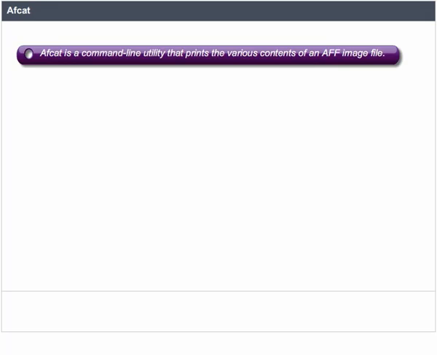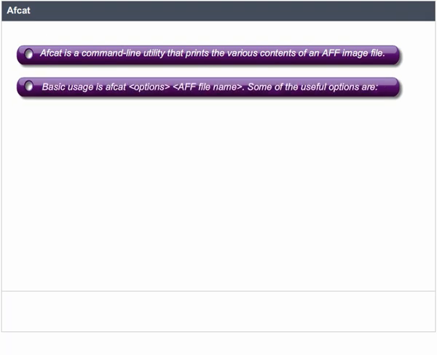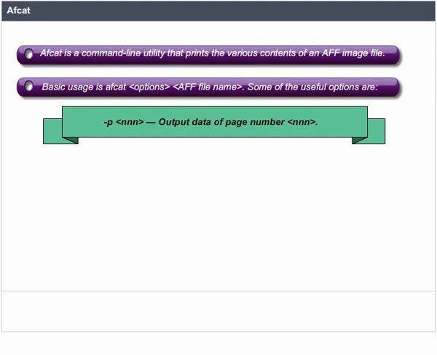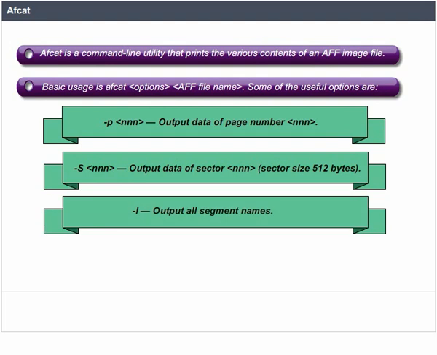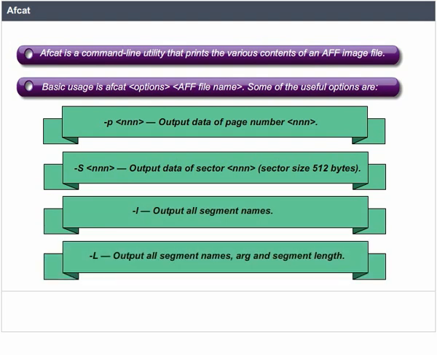affcat. affcat is a command line utility. It prints the various contents of an AFF image file. Basic usage is affcat [options] <AFF file name>. Examples of affcat are given here: output data of page number, output data of sector, sector size 512 bytes, output all segment names, and output all segment names and segment length.